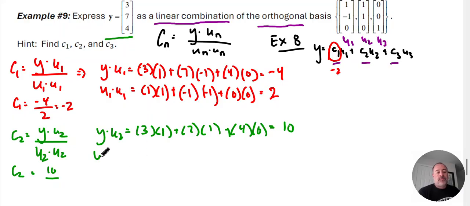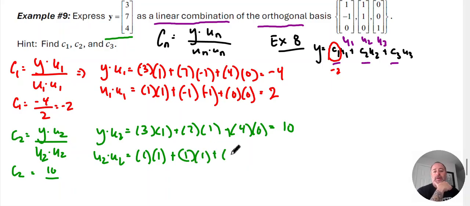And when we dot u sub 2 with itself, and you guys are very intelligent people here, so you know what I'm going to do here now. So we're going to get 1 times 1, and then we're going to do 1 times 1 again. So again, just dotting u2 with itself, and then 0, 0, and we're going to get, again, 2. So c sub 2 is equal to 5. So that means that our value here is going to be 5.